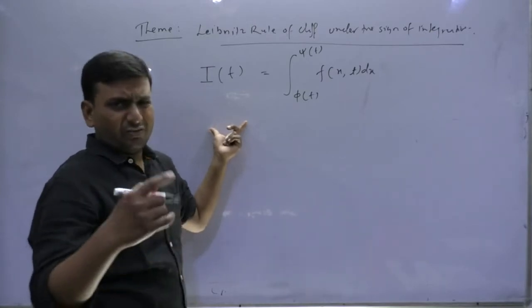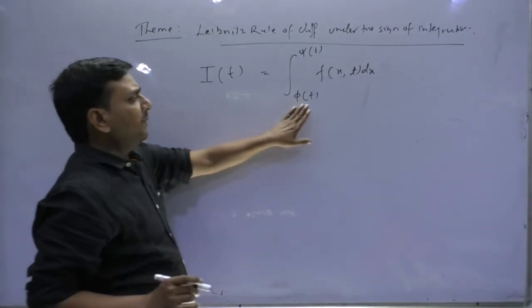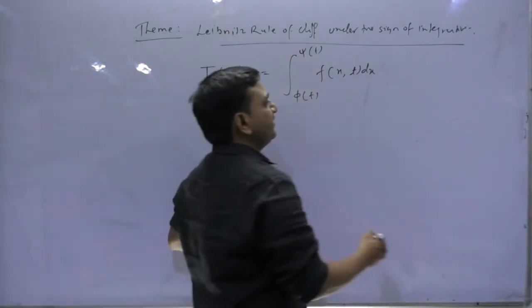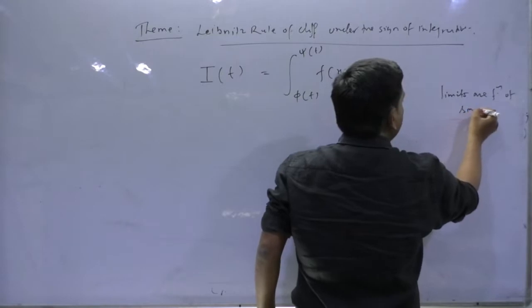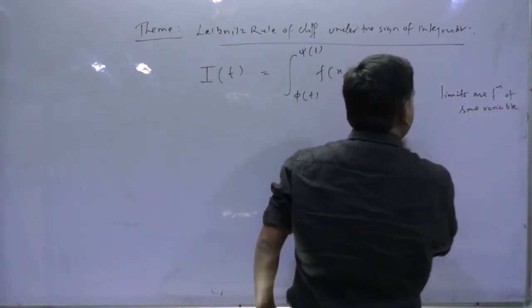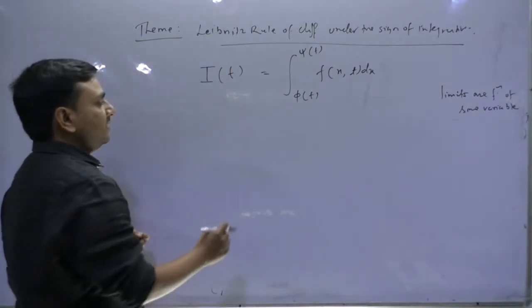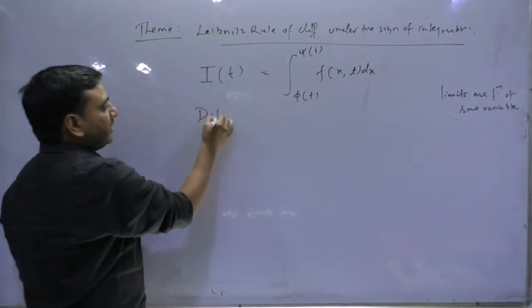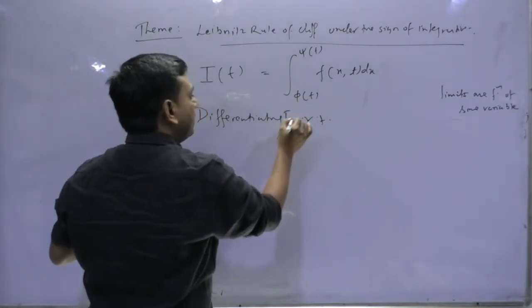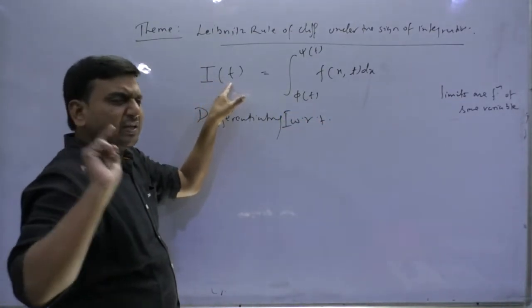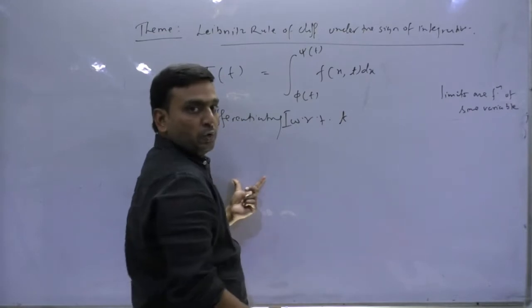Proof is also given. Also I have done in that class lecture also. So what happens if limits are, please focus, limits are function of some variable. What बच्चे? Limits are function of some variable. In that case, and you want to differentiate. What बच्चे? Differentiating I. I किसका फंक्शन है? Please notice, I is the function of t. So I will be differentiating with respect to t.